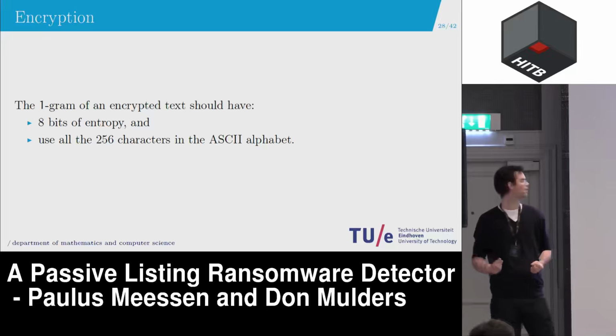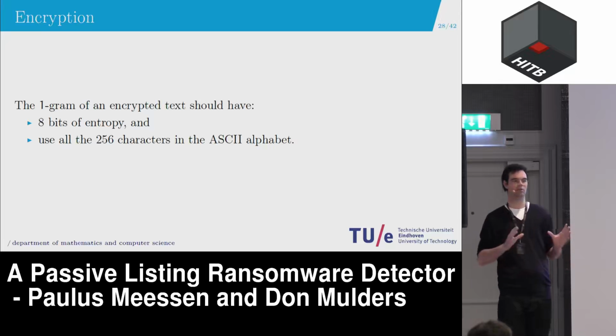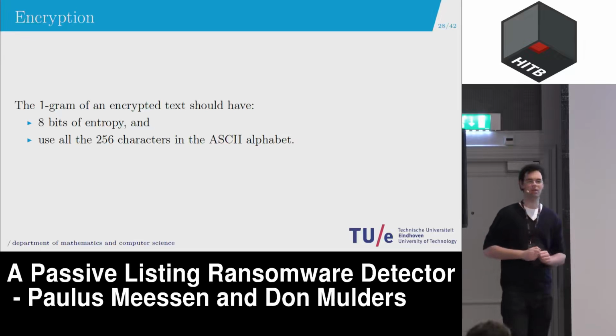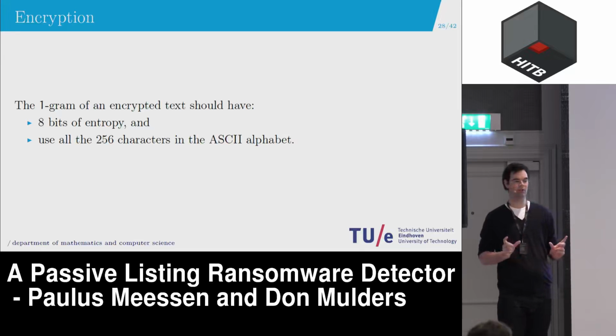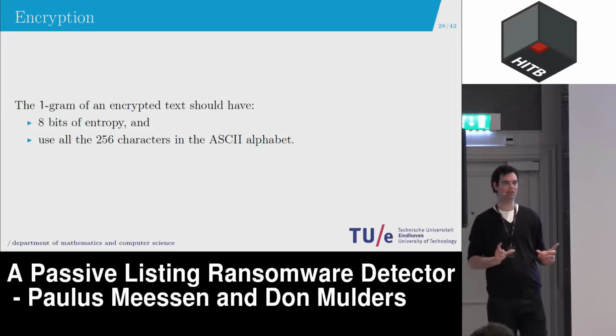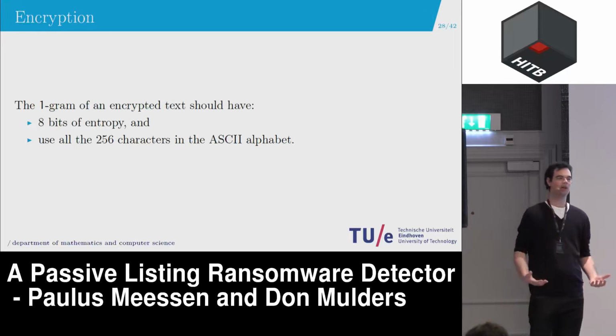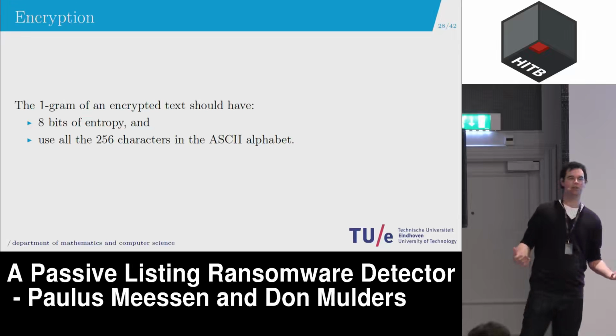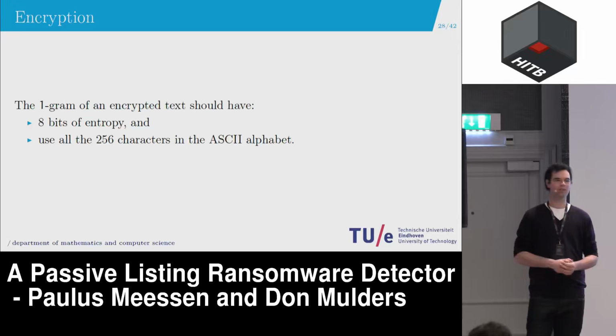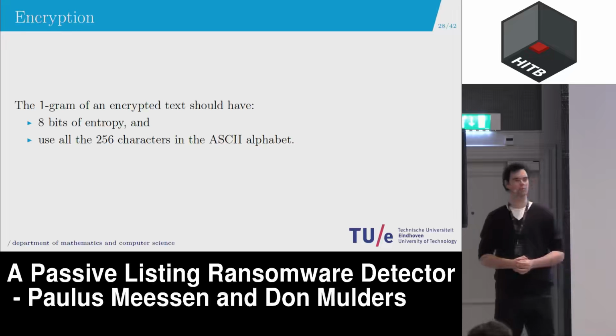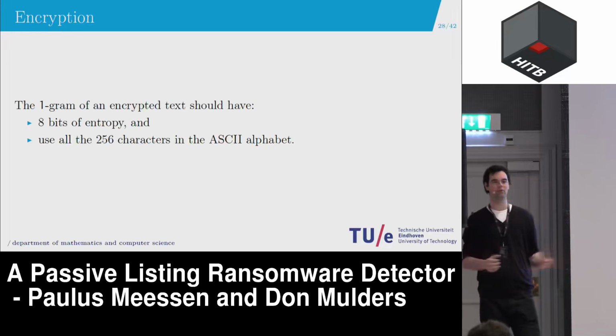Well, we're looking at 1 grams, so we're looking at the occurrence of ASCII characters in our database. Those are made up of 8 bits to a byte of an ASCII character. So we expect to find in the theoretical ideal case of proper encryption 8 bits of entropy for this distribution, and of course that the files will use all the available characters about equally as often.